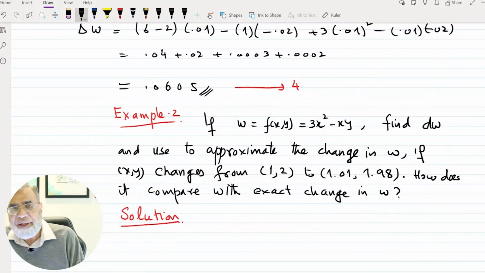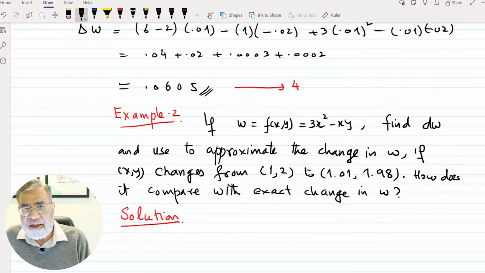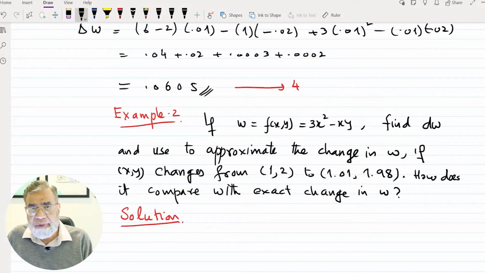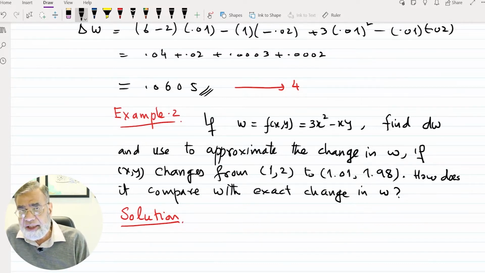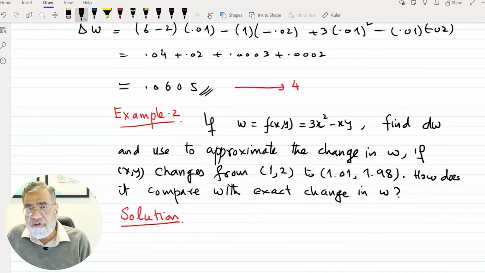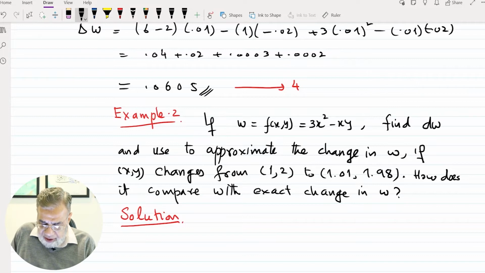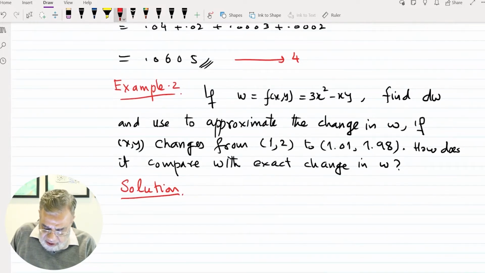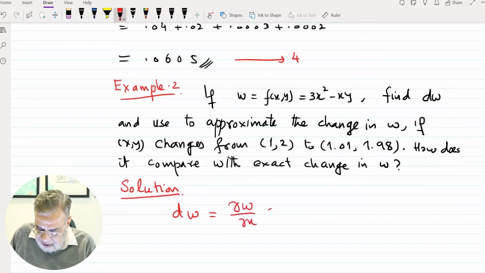So this is my example. We just extend our example 1 and we find the approximate change. Last time we found the exact change delta W. Now the same idea: the function is given, the same function. We are having 3x squared minus xy, and our x, y is changing from 1 to 1.01 and 1.98, and we want to find dw, the approximate value or approximate change. Then we make the comparison of these two. So to get that one, our formula is dw is equal to partial w by partial x into dx plus partial w by partial y into dy.